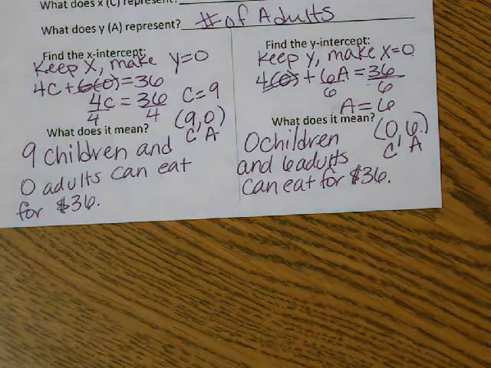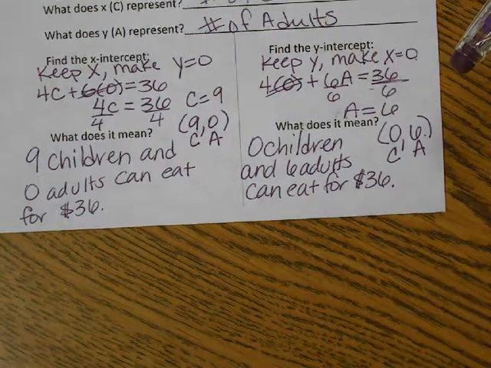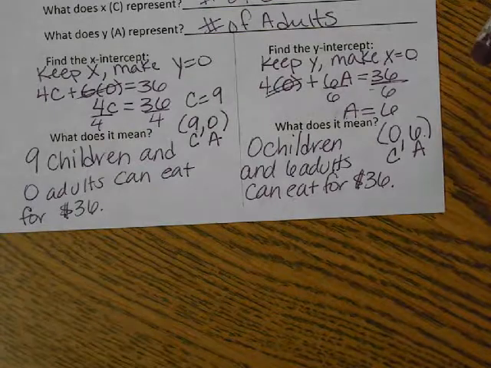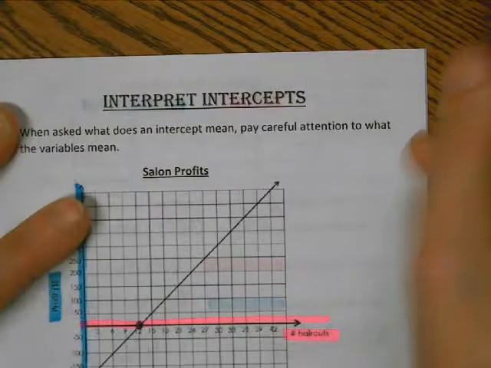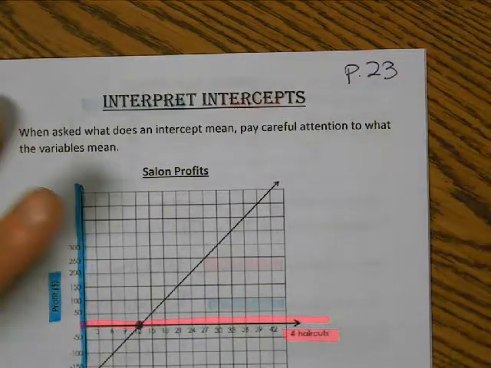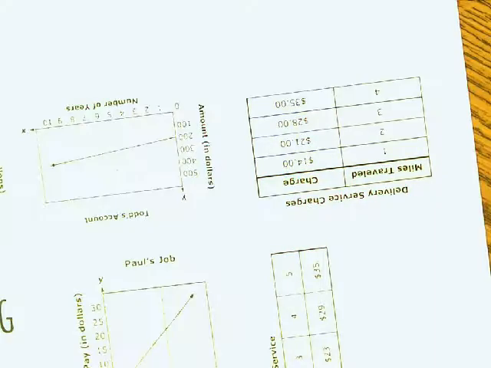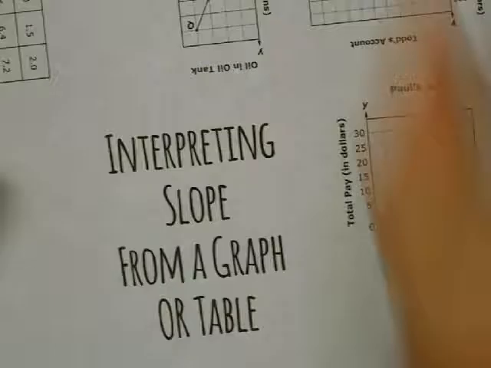Alright, so that is interpreting x and y intercepts, and you should glue that in on page 23. So right now, glue this in on page 23 of your notebook. Pause the video so you can do that so you don't lose it. When you're done, push start again and we'll do the next page. The next page is over interpreting slope from a graph or a table.